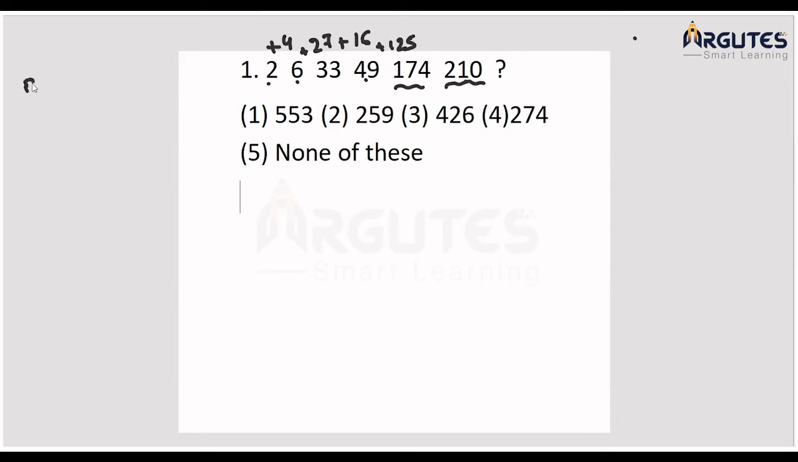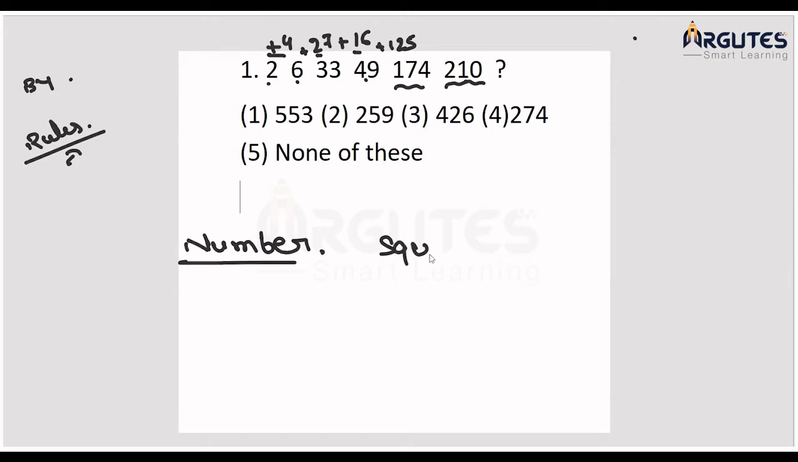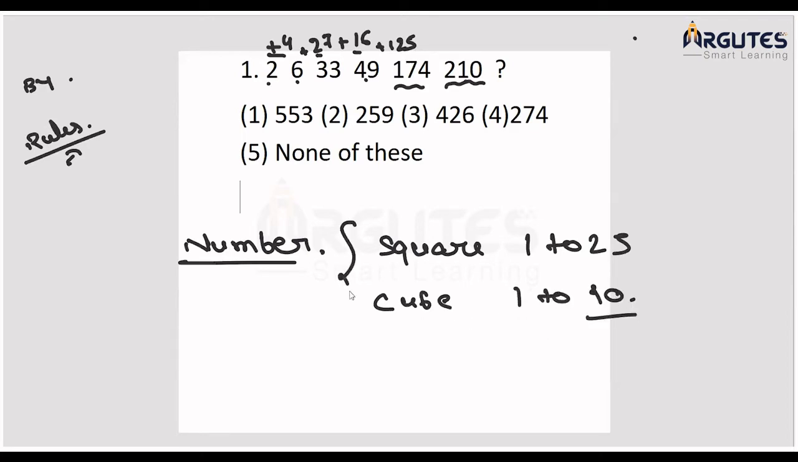Always remember, by three results the rule gets confirmed, and after that we don't check for further results. So here we are witnessing that it's plus 4, plus 27, plus 16. How to recognize this? The first thing in number series is that you must know the squares from 1 to 25 and the cubes from 1 to 10. If you know this much, then you can recognize the series easily.